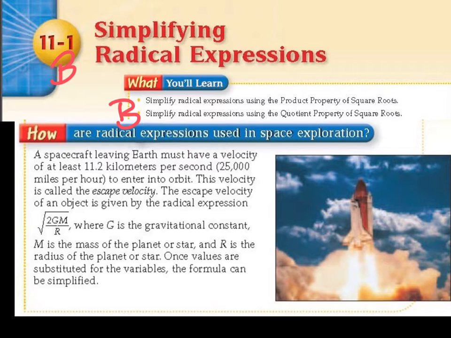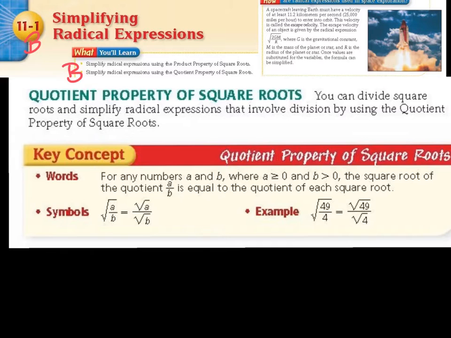The escape velocity of an object is given by the radical expression square root of 2gM over r, where G is the gravitational constant, M is the mass of the planet or star, and r is the radius of the planet or star. Once values are substituted for the variables, the formula can be simplified. For any numbers a and b where a is greater than or equal to 0 and b is greater than 0, the square root of the quotient a over b is equal to the quotient of each square root.